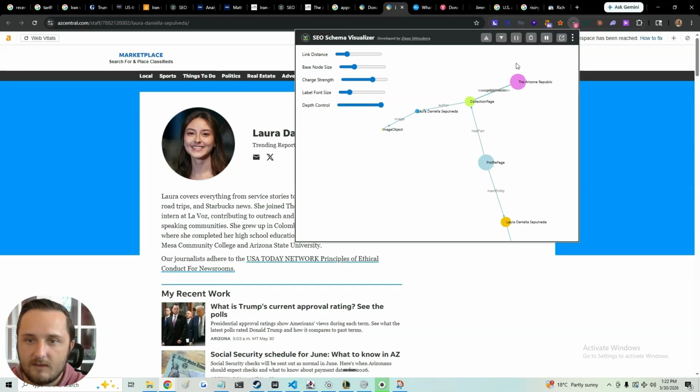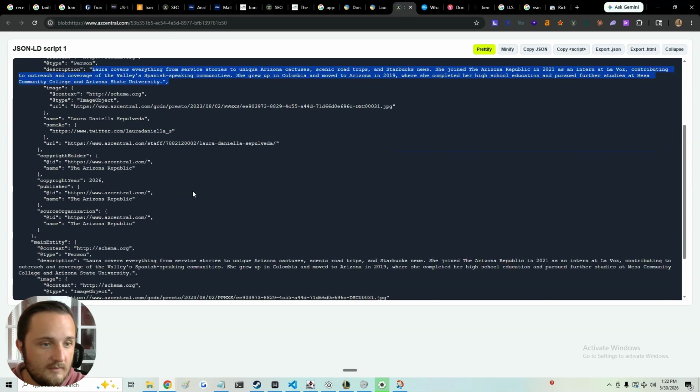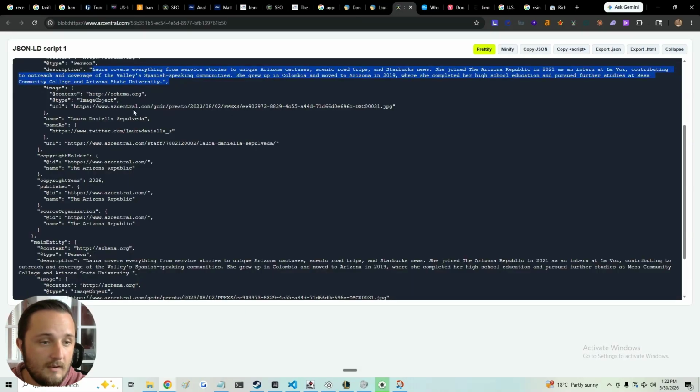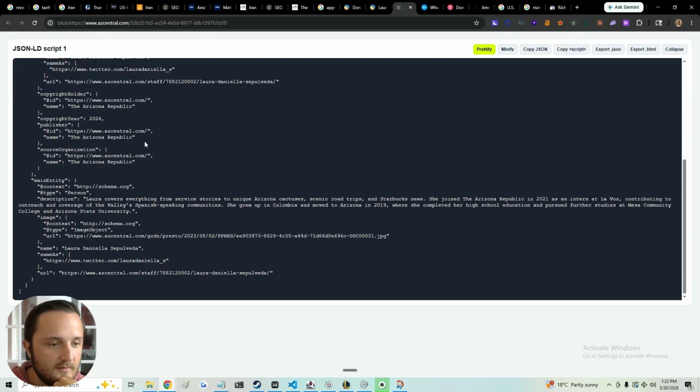I wonder what schema they have on here. They have the profile page and then their little description. Then they also have an image object. This is interesting. Same as they have her Twitter, copyright holder, main entity, person.